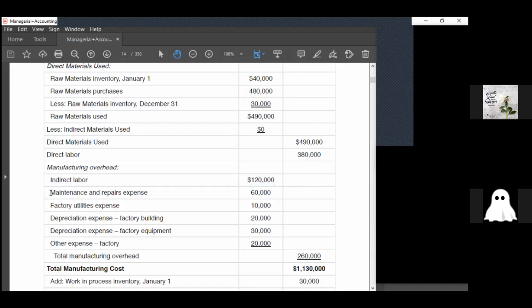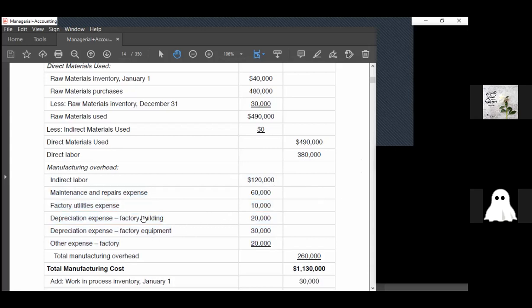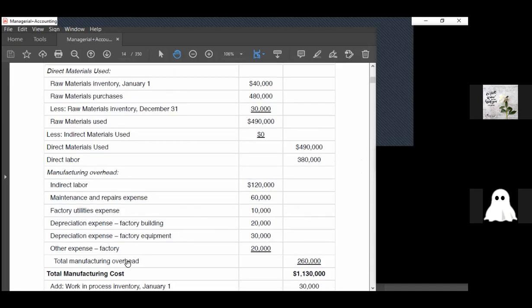Then other expenses that are related to your manufacturing but are not part of direct material or direct labor. So we have maintenance and repair expenses, factory utilities expenses, depreciation expense on the factory and equipment, and other expenses of the factory. So all of these are factory expenses or manufacturing expenses. Now that gives us the total manufacturing costs, that is, how much money was spent on manufacturing the product.